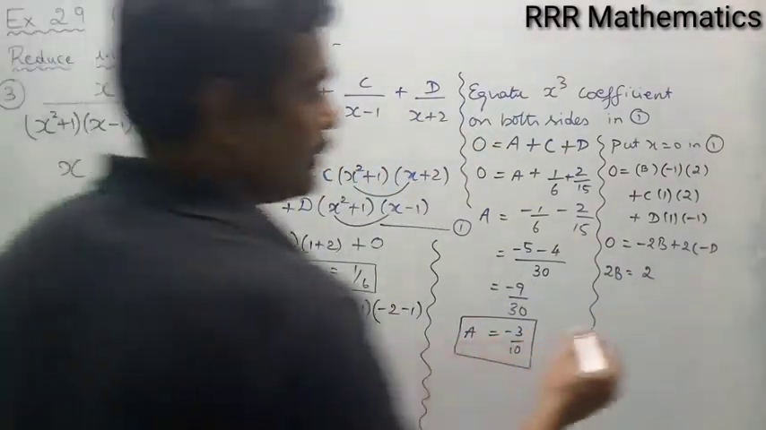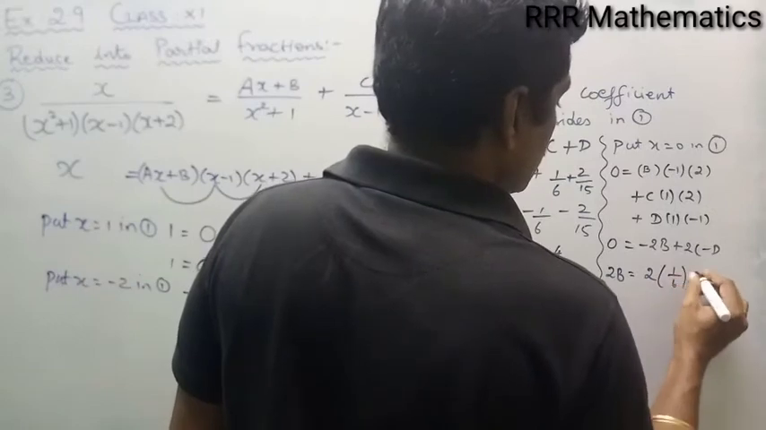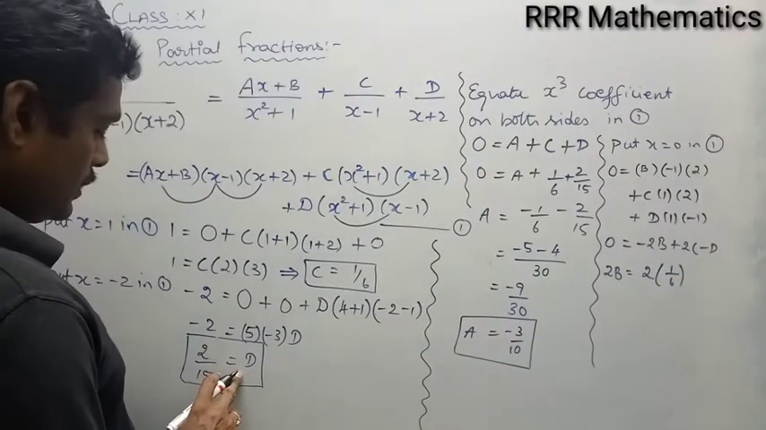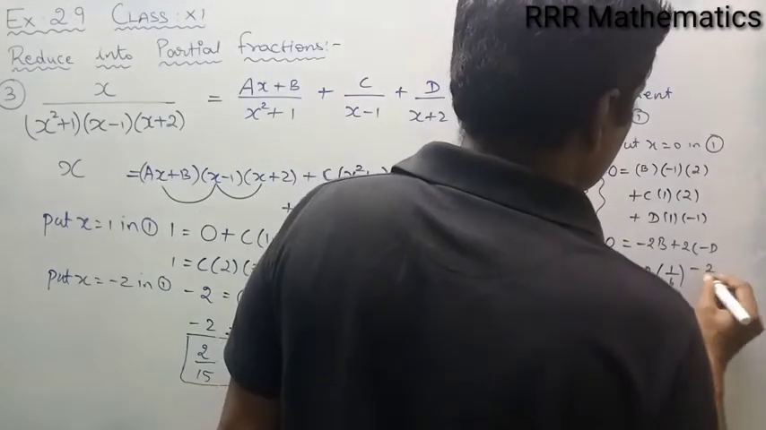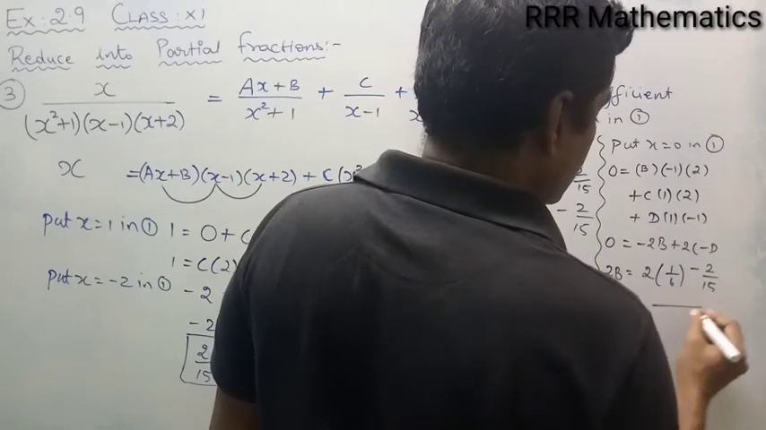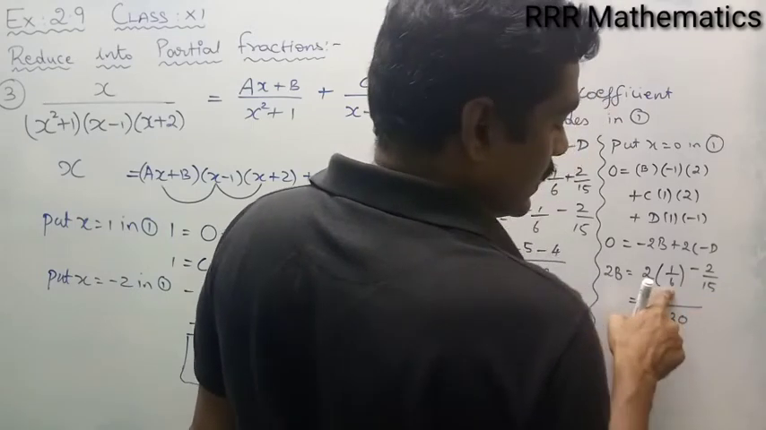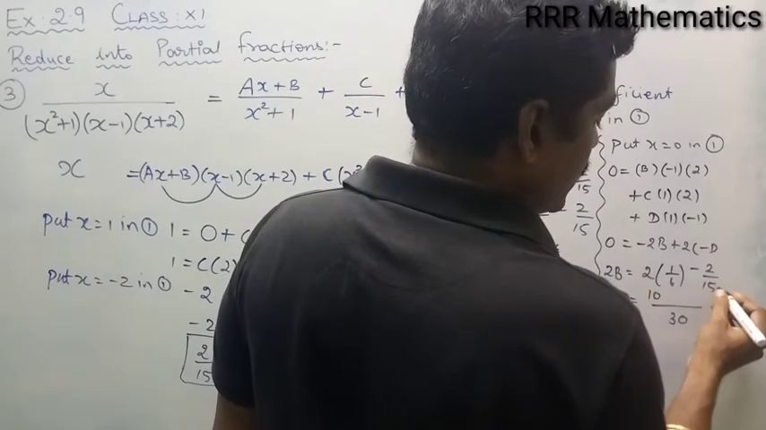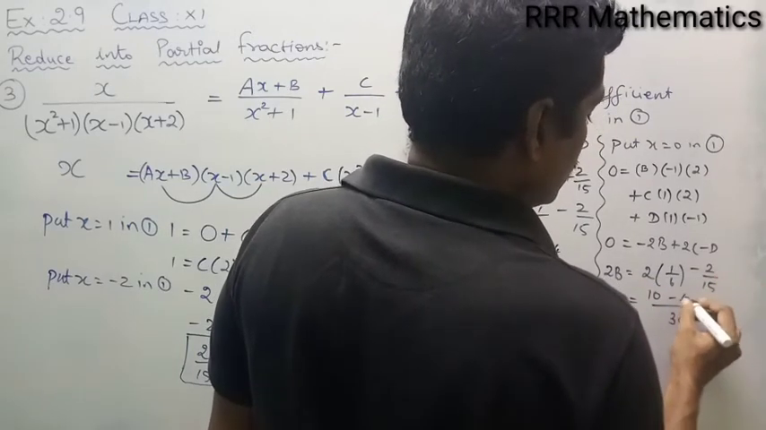What is c? C is 1 by 6, minus d. What is d? 2 by 15. So minus 2 by 15. When you take the LCM of 6 and 15, it is 30. 6 5s are 30, so multiply by 5. 5 2s are 10. 15 2s are 30, so multiply by 2. 2 2s are 4.